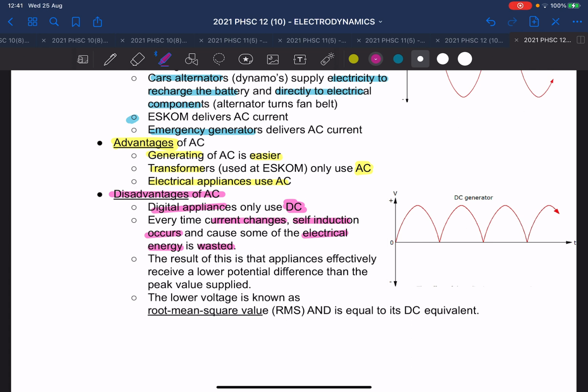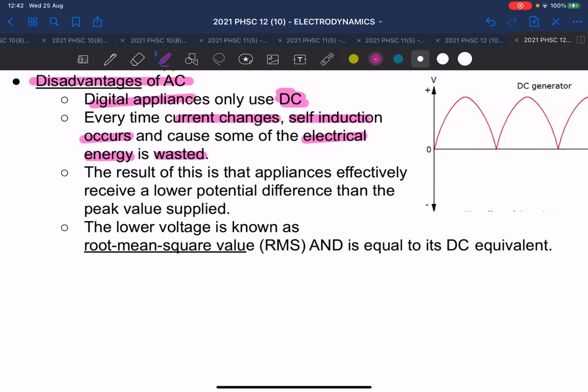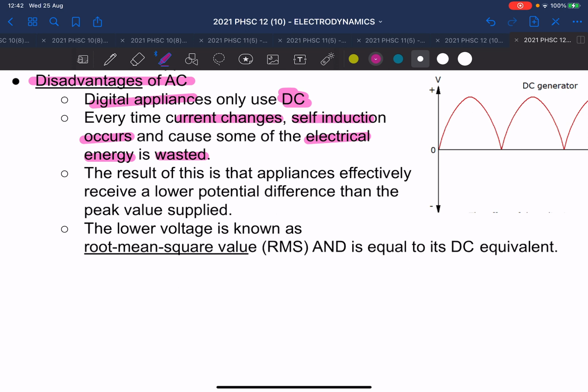So because of that, we call that self-induction. And it causes the current to lose some energy because it must first overcome its own momentum. Okay, right. So the result of this is that appliances effectively receive a lower potential than the peak value supplied, or you can say the maximum value supplied.